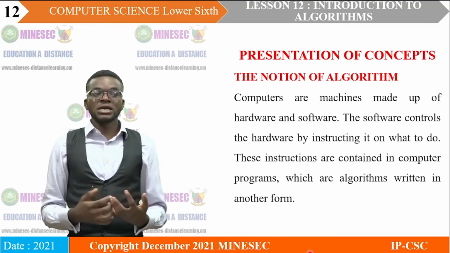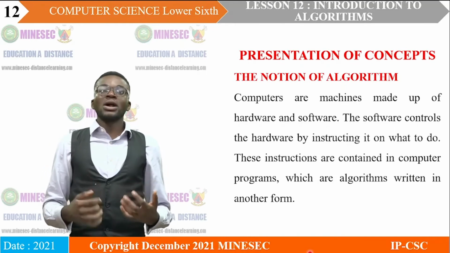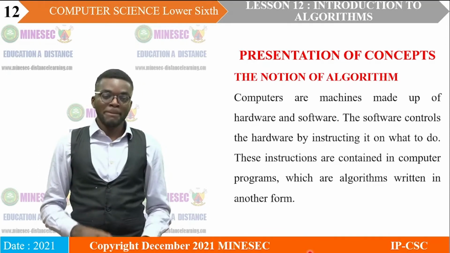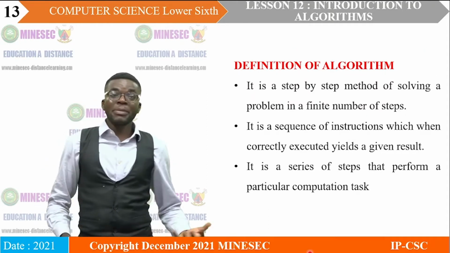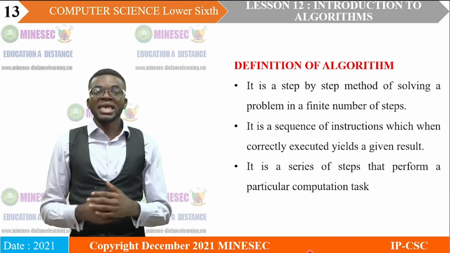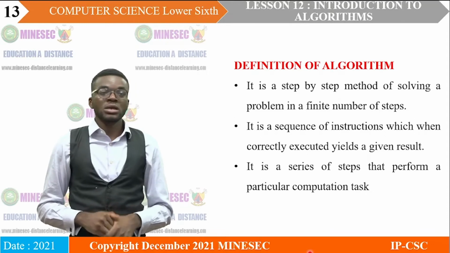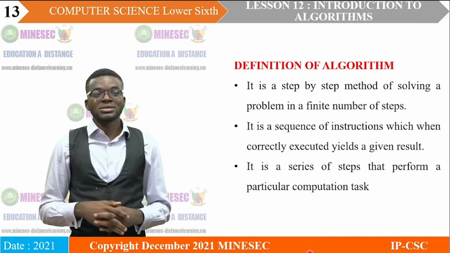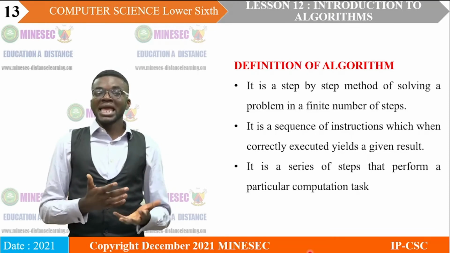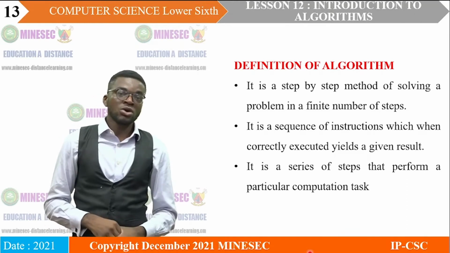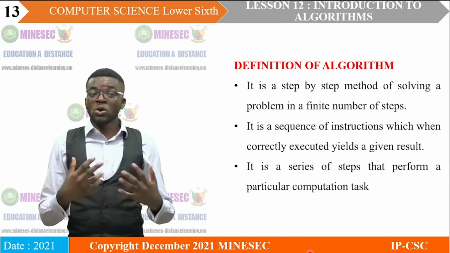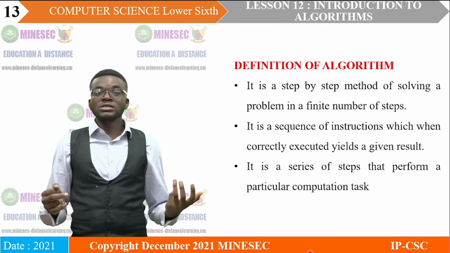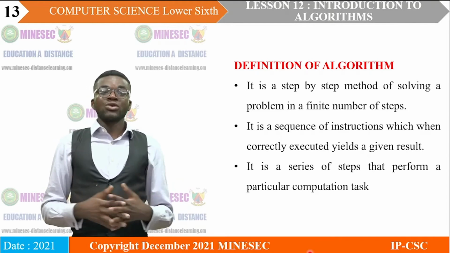An algorithm, as we earlier said, is a set of well-defined and precise instructions used to solve a problem. It's a step-by-step method of solving a problem in a finite number of steps. It's a sequence of instructions which, when correctly executed, yield a given result. It is a series of steps that perform a particular computation task.